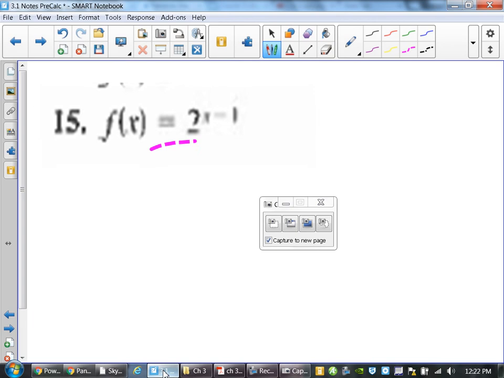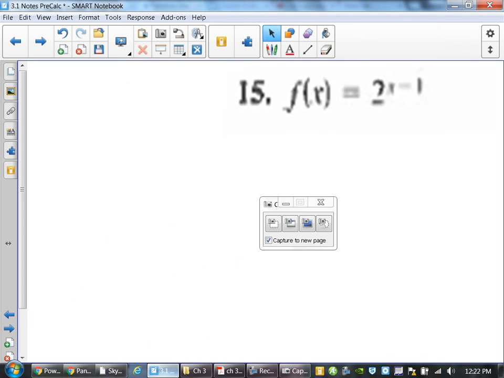Can we sketch the graph using a table for this? Let's say it's f of x equals 2 to the x minus 1, and we'll graph that via a table. That's about as complicated as a lot of this is going to get.